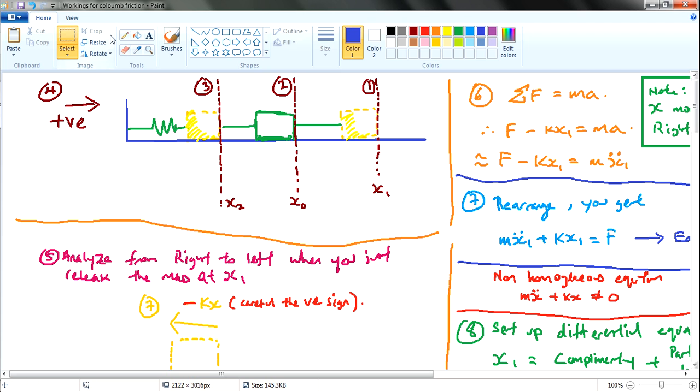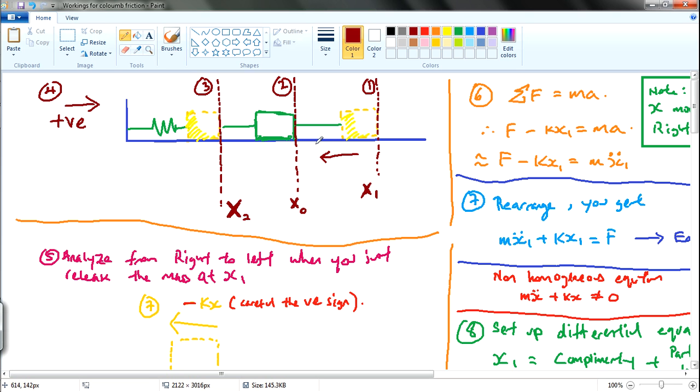This x is just the position. You can take it as a datum, I would say. So maybe I would define it properly. So it will be the variable x2, the variable x0, and the variable x1, and then minus kx is actually the x.